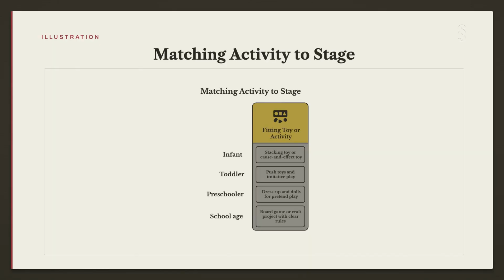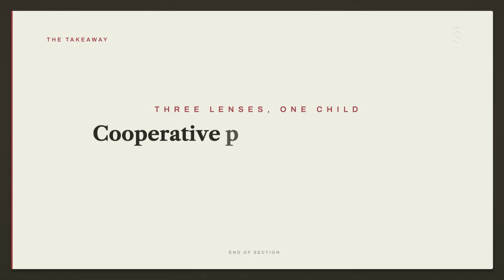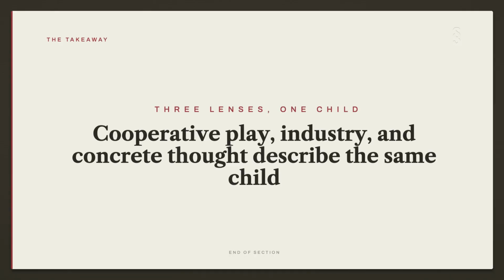Matching the activity to the stage matters most in a hospital. A stacking toy suits an infant, push toys suit a toddler, dress-up suits a preschooler, and a board game with clear rules suits the school-age child. Too simple brings boredom, too advanced brings frustration. Play stages, Erikson and Piaget aren't competing frameworks. They describe the same school-age child from three angles: what they do socially, what they're working through psychologically, and how they reason.